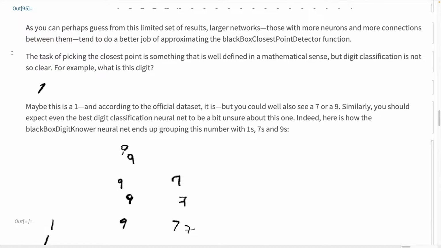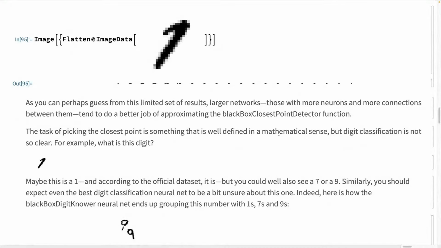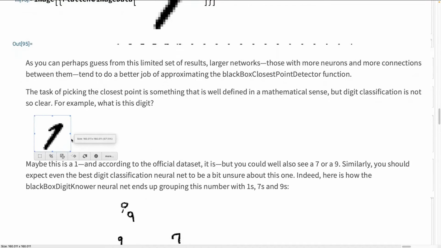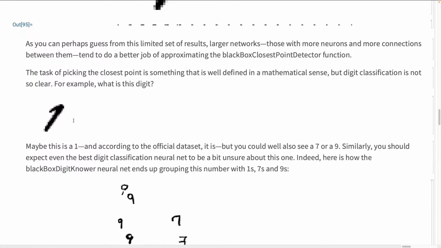So let's return to the task of digit classification. When we're talking about picking the closest point, that is something that is well defined in a mathematical sense. There are other non-neural net algorithms which can do that, and they do it more easily. But digit classification is not something that is well defined in the mathematical sense traditionally. So, for example, what is this digit, right? Is this a 1? Probably, right? According to the official data set I got it from, it's a 1.